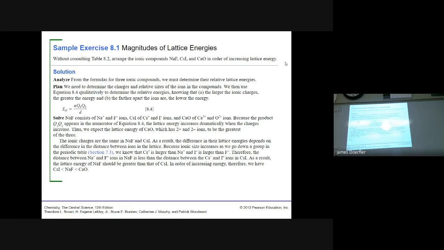So since we identified that cesium and iodine are larger ions than sodium and fluorine, who would you expect to have a greater lattice energy? Exactly. Sodium fluoride, since it is smaller, would have the greater lattice energy between itself and cesium iodide.